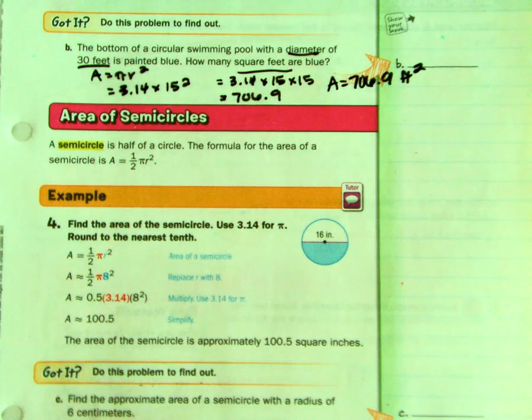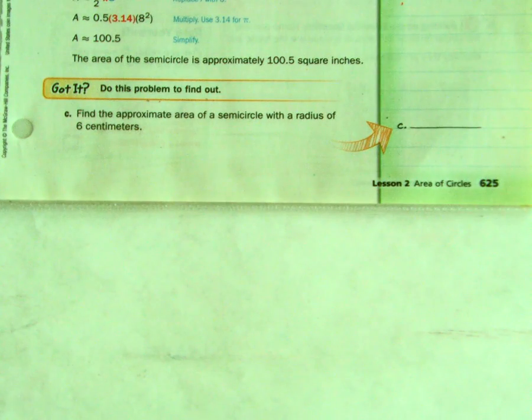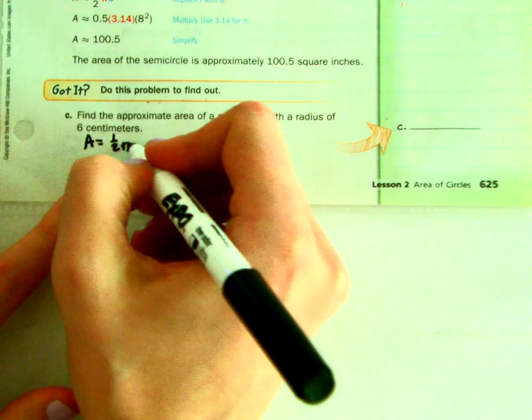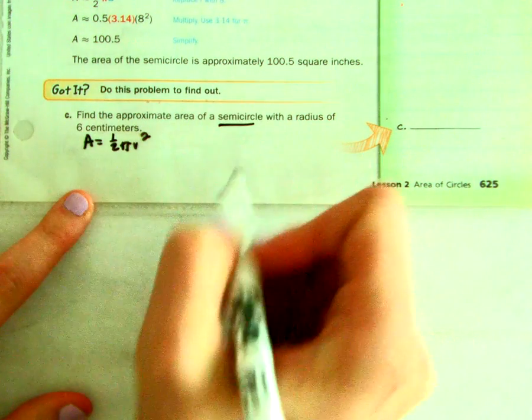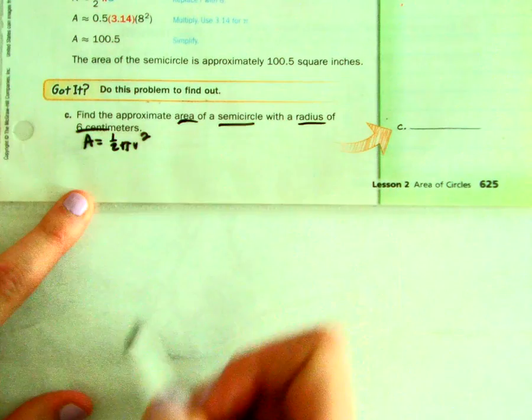So if we look at example C, we need to find the approximate area of a semicircle with a radius of 6 centimeters. Okay, again, I start with my formula. Area equals 1/2 pi r squared. Because they told us we have a semicircle and that our radius is 6 centimeters. Okay, and we want to find the area. Okay, so now I'm going to fill in what I know.